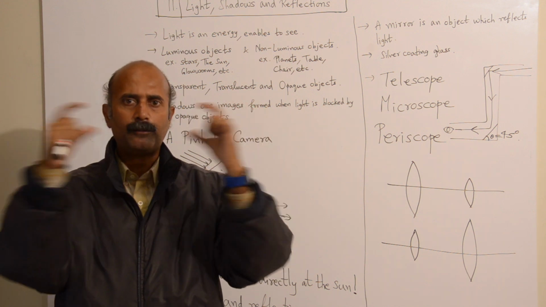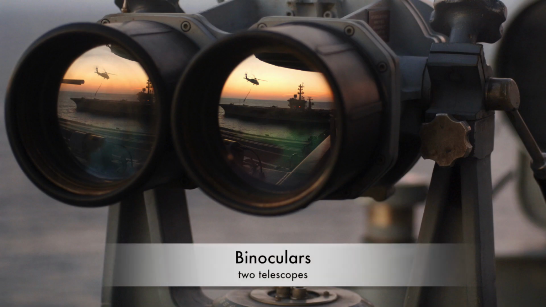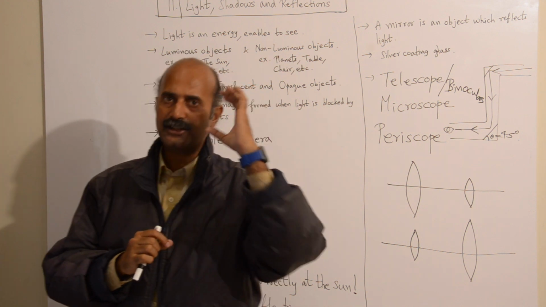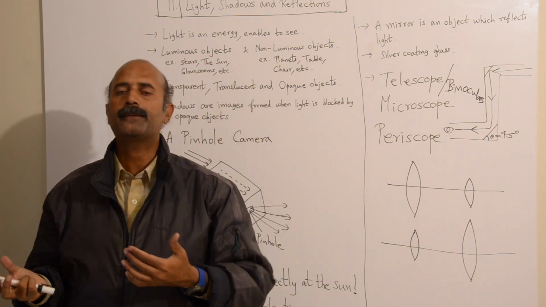When two telescopes are combined together for our eyes, they are also known as binoculars. So telescopes and binoculars are very similar. When it's just for one eye, that's the telescope. But when it's for two eyes, it's called binoculars because we have three-dimensional vision.